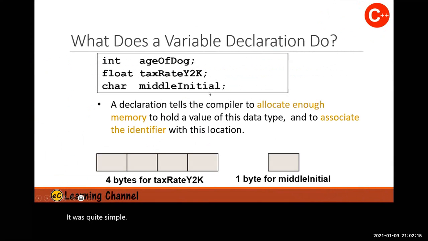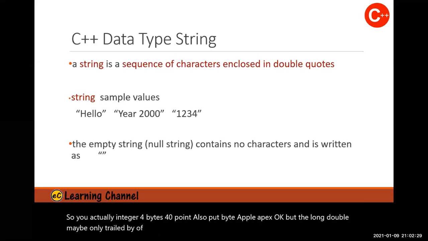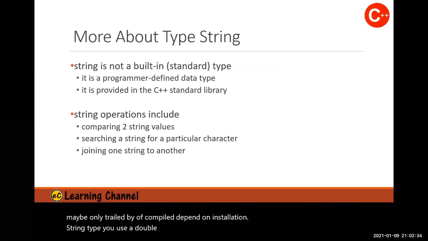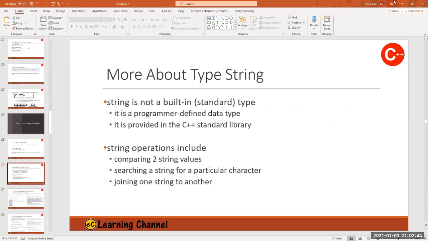Okay, so integer is 4 bytes, float is also 4 bytes, double is 8 bytes. But the long double may be only 12 bytes or 10 bytes, depending on the installation. For the string type, you use double quotes. String is a built-in standard type, so it actually is a class.